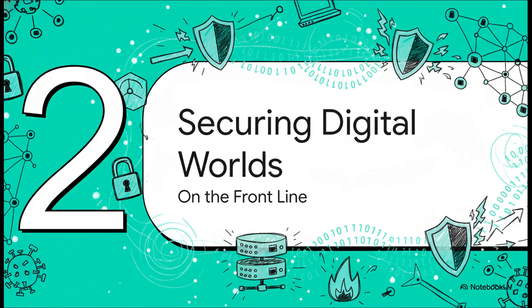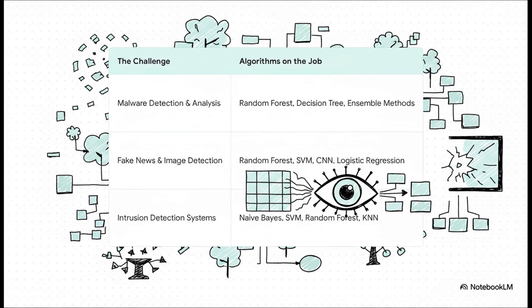All right, so we've met the crew. Now let's see them in action. We're going to start on the front lines of our digital world, where these algorithms are being deployed every single day to keep us safe. And what's really cool here is you can see how different tools are picked for different threats. For something like malware detection, the powerhouse random forest and the speedy decision tree are go-to choices. But for spotting fake images, well, that's when you bring in the visionary, the CNN.